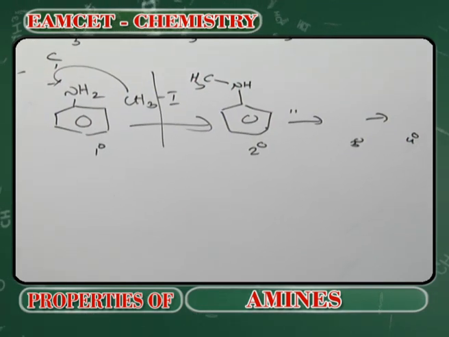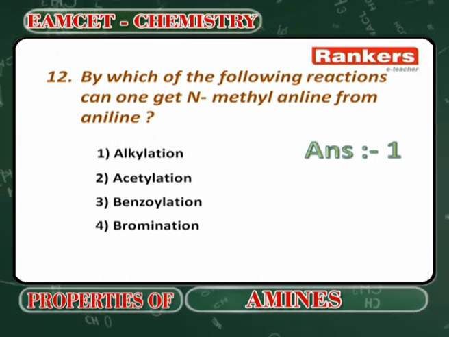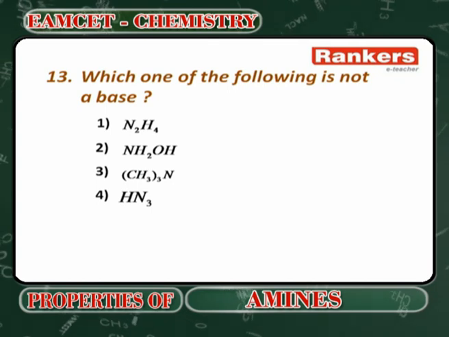This is called alkylation on the nitrogen. In the ring it is called Friedel-Crafts alkylation, but on the nitrogen, this is called N-alkylation. Right, next.